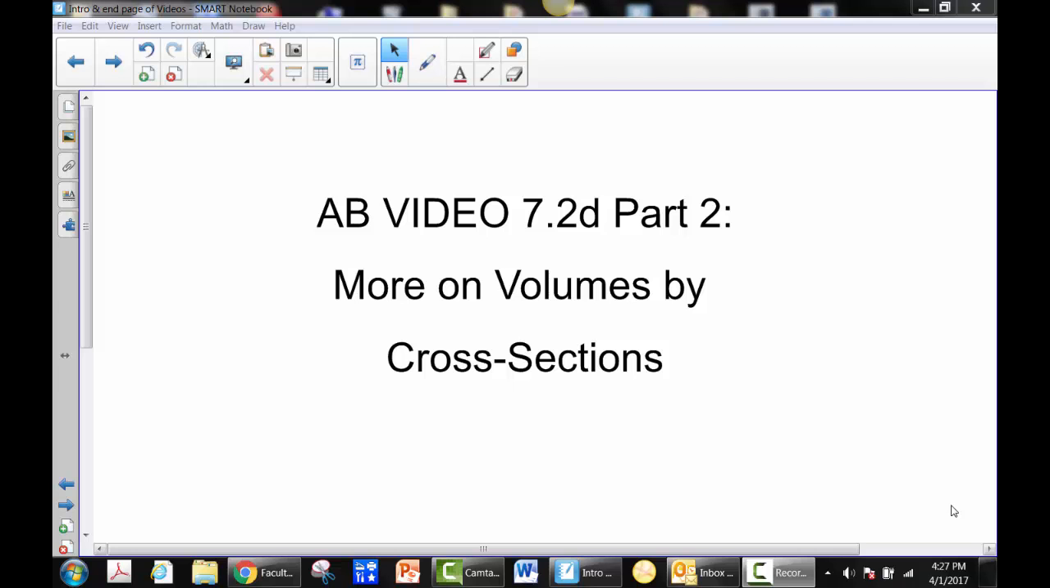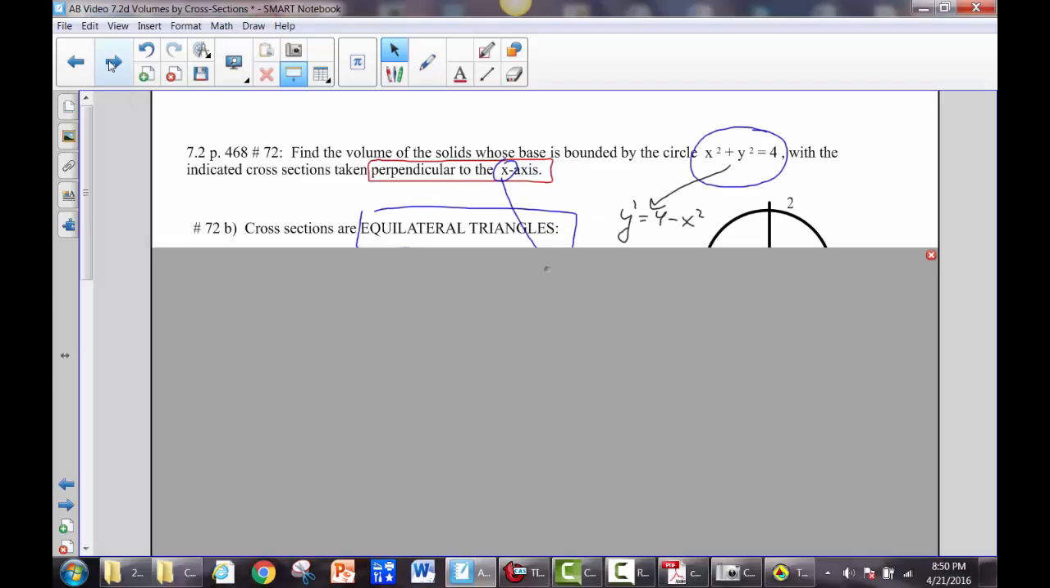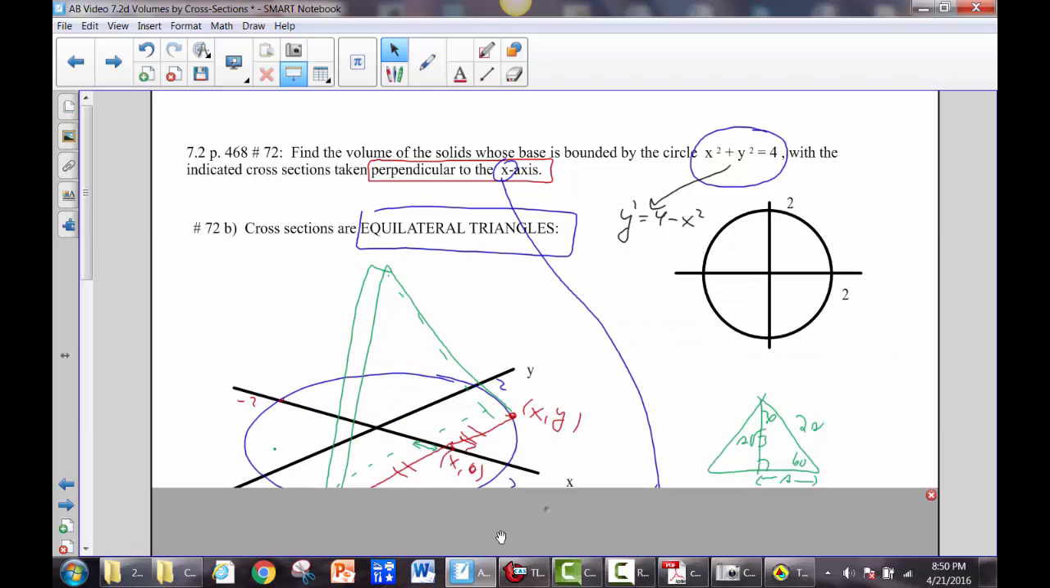Hi, welcome to AB Video 7.2D Part 2, more on volumes by cross sections, and this is the end of volumes. That one's very similar. Okay, now we're going to take equilateral triangles. Same base, still perpendicular to the x-axis, but the cross sections are now equilateral triangles, okay?